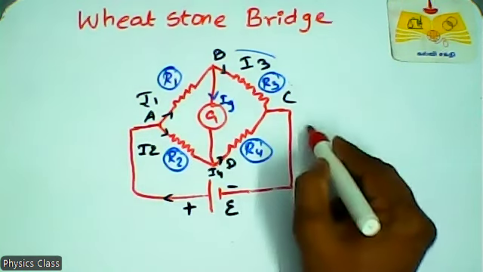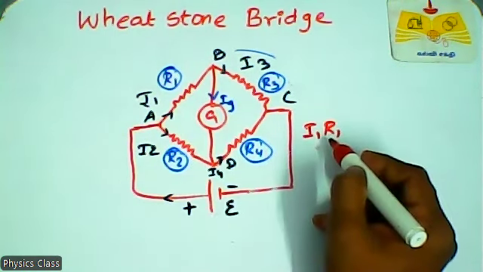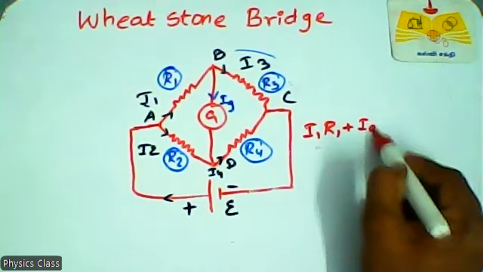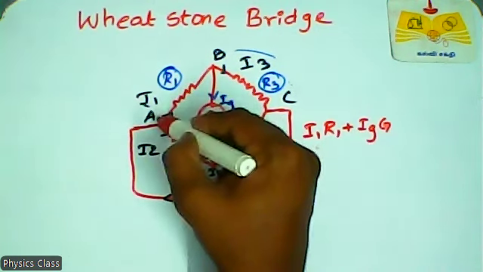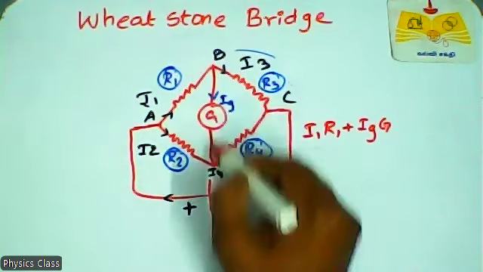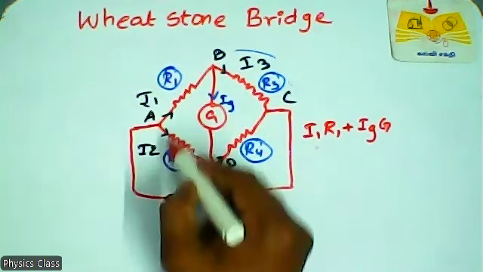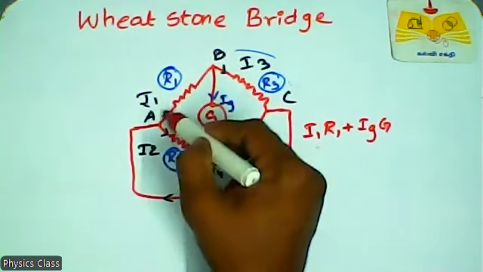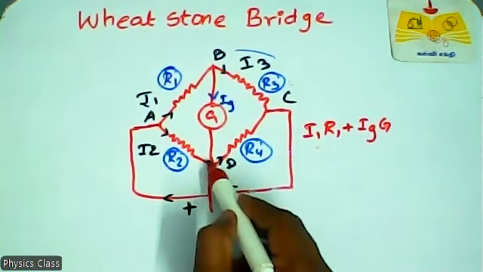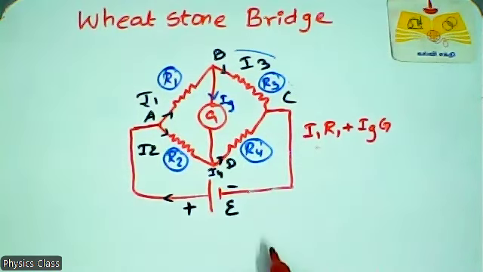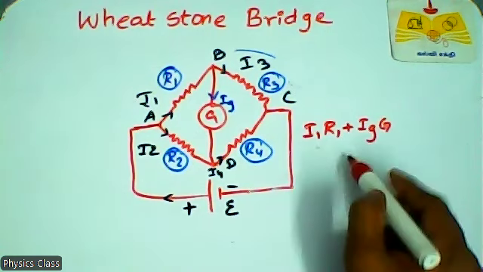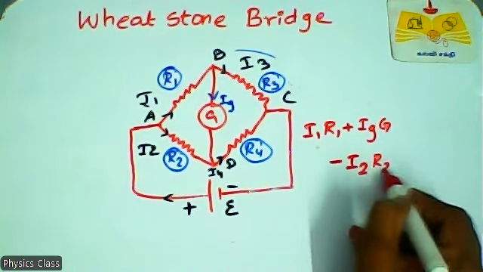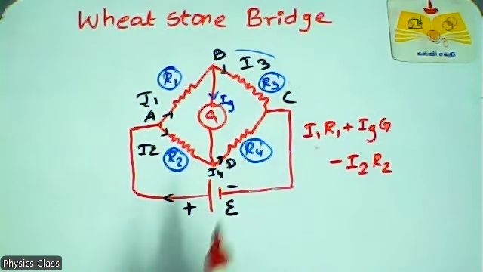Current into resistance means voltage. So I1 into R1 plus IG into G, because we go from A to B, B to D, and D to A. If we are moving like this, the current goes along with our direction, but from this position to this position, the current is against our direction. So in that case, we have to put a minus sign on current into resistance, because current into resistance is voltage. That is called the voltage rule.